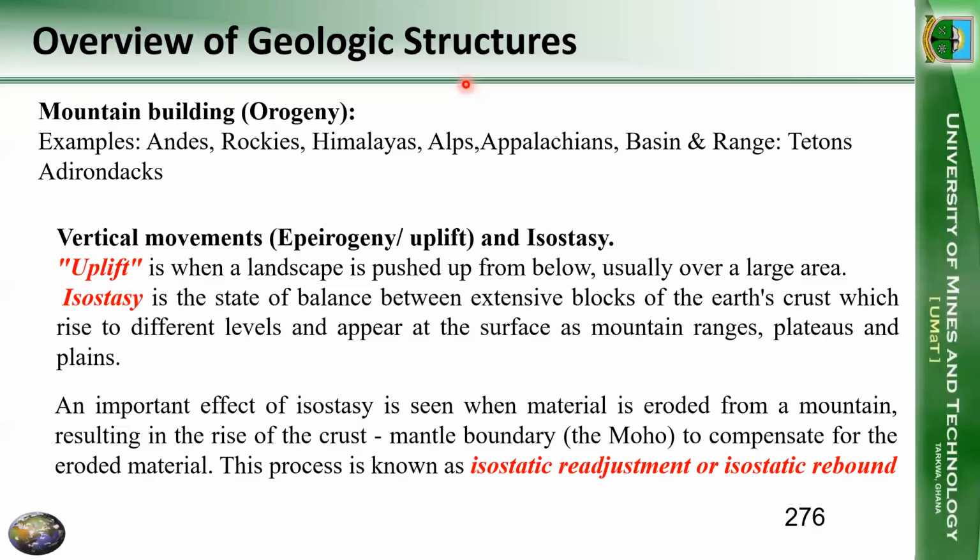And then there's something else we call isostasy. What is isostasy? Isostasy is the state of balance between extensive blocks of the Earth's crust, which rise to different levels and appear at the surface as mountain ranges, plateaus, and plains. So it's a state of balance between blocks of the Earth that are rising to different levels.